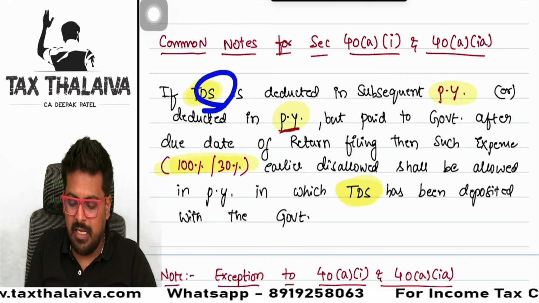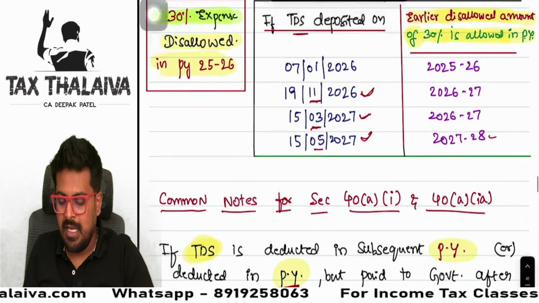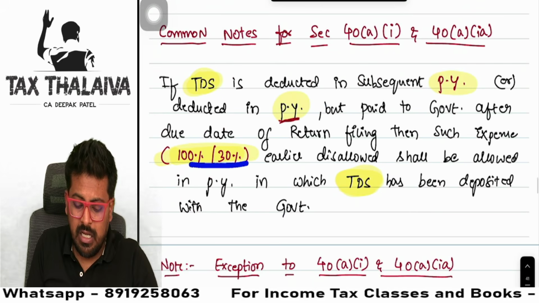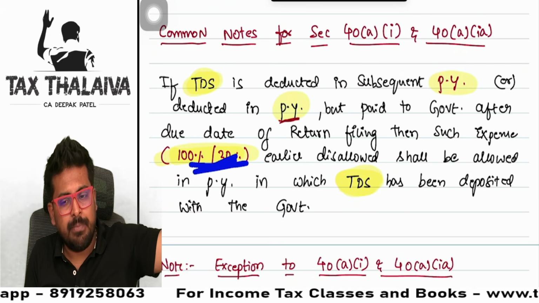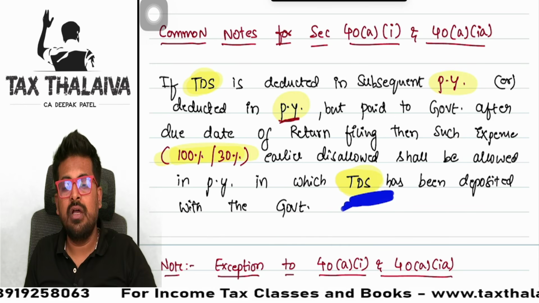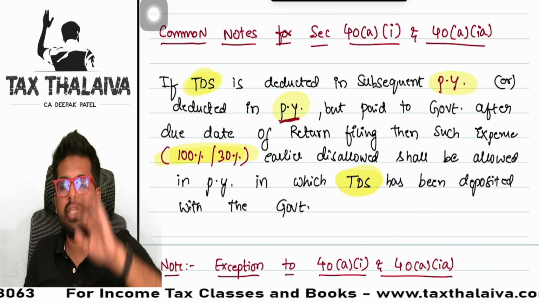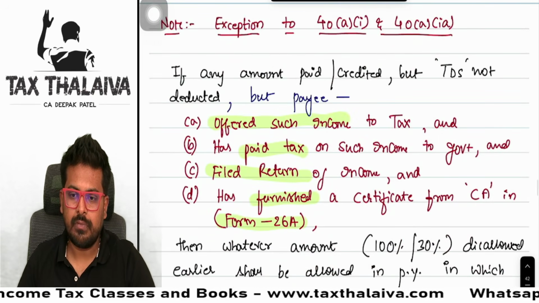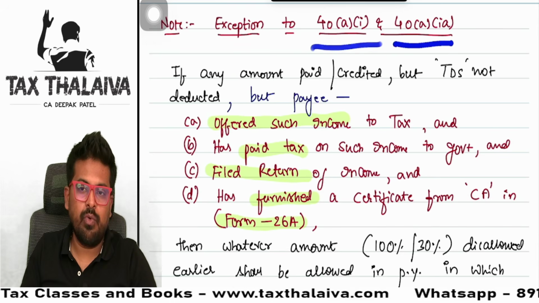If TDS is deducted in a subsequent previous year, in these scenarios you can claim the earlier disallowed 100% or 30% in the previous year in which you deposited the TDS. Next, exception to 40A(1).